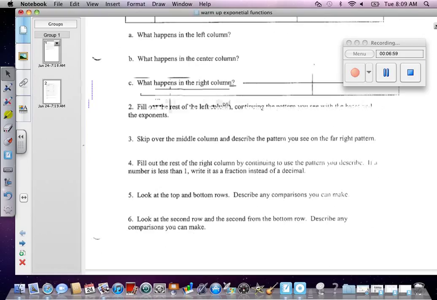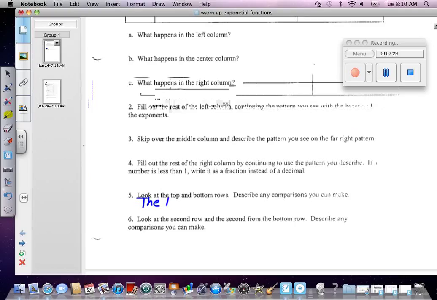All right. So we're looking at 5 and 6, and you guys will kind of have to look back and forth for me. Hopefully you've written all this down. If we look at the top and bottom rows, describe any comparison. So let's look on the far left of number 1. So we've got 2 to the 4th and 2 to the negative 4th. They're the same except one is negative, right? So we're going to write that down for number 5.